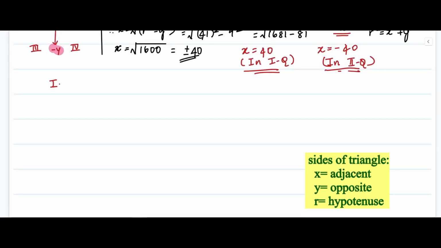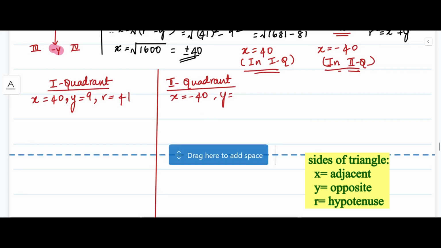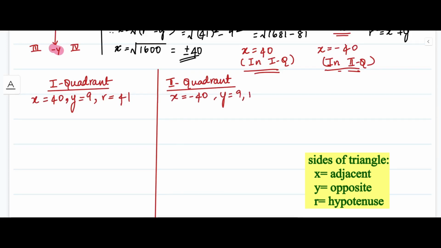In the first quadrant, we have positive x-axis. x is equal to 40, the value of y from the question is 9 and the value of r is 41. Similarly, in the second quadrant, there is negative x-axis. Therefore, our x coordinate in the second quadrant will be minus 40, which is here. The value of y will be the same because it has positive y-axis. That is, y is equal to 9 and the value of r will always be positive, that is 41.